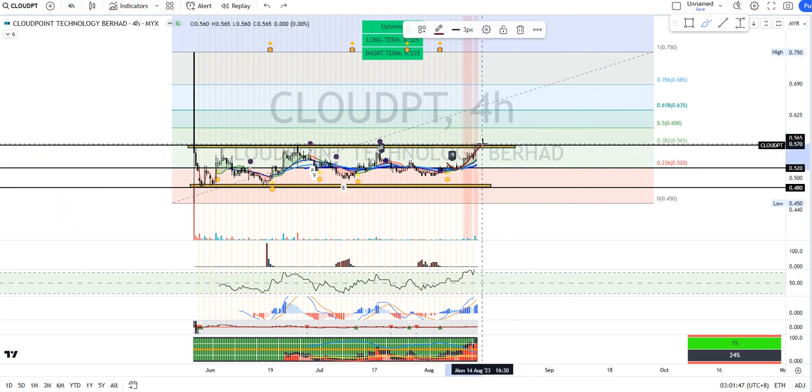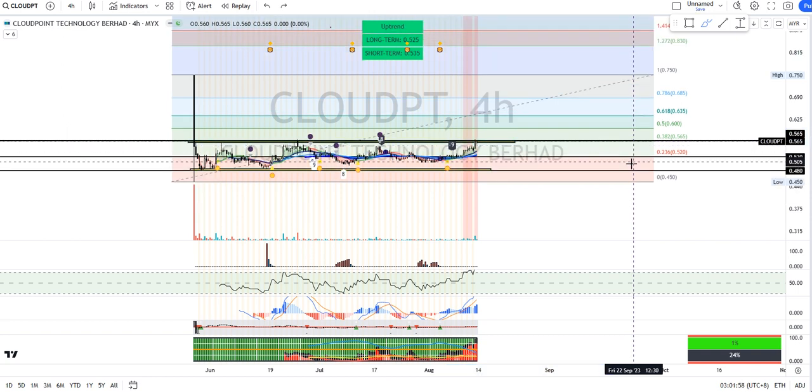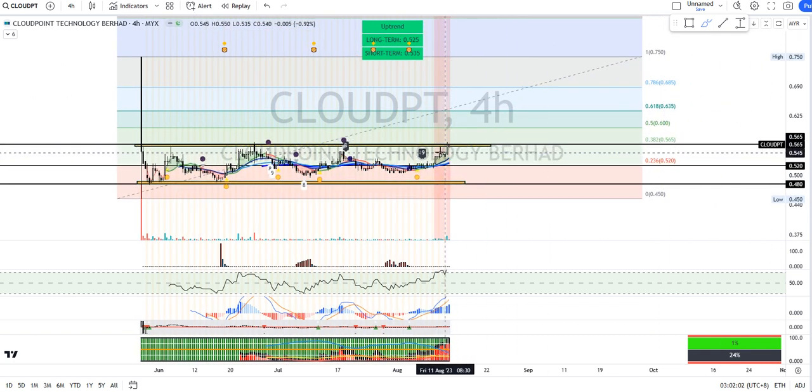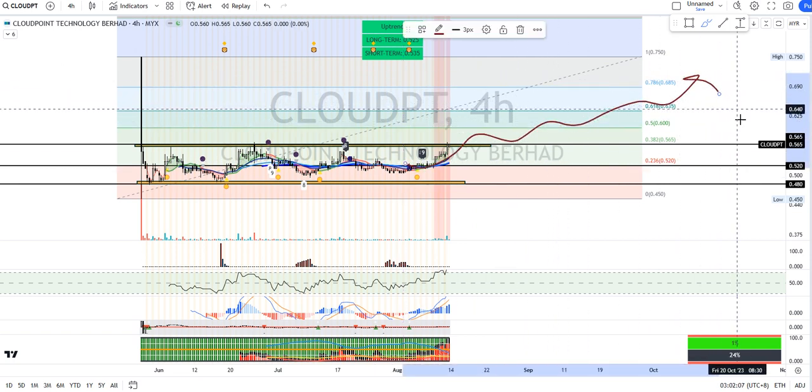But of course, if unable to break out, it could retrace back towards the 53, 55 cents level, form a higher low, and then break out back as well, right? That's also possible. So for now, looking pretty good here for CloudPT. Definitely will be monitoring it closely. And I do expect a sort of breakout here and hopefully an uptrend continuation pattern after consolidating for 2 months plus without much volume.